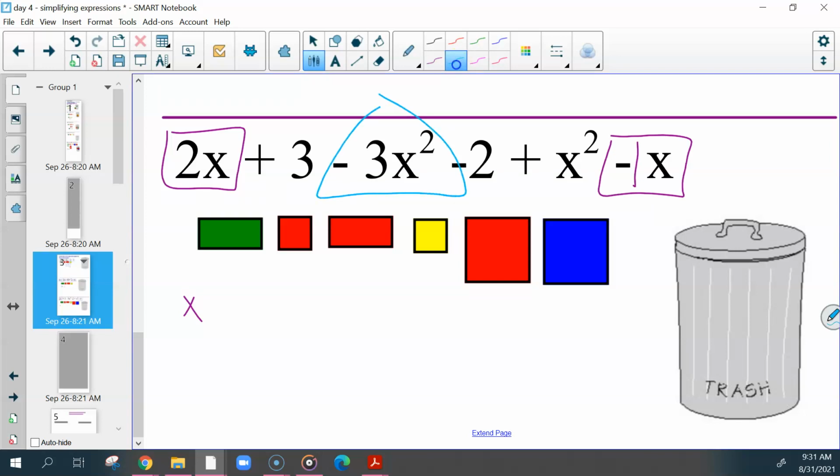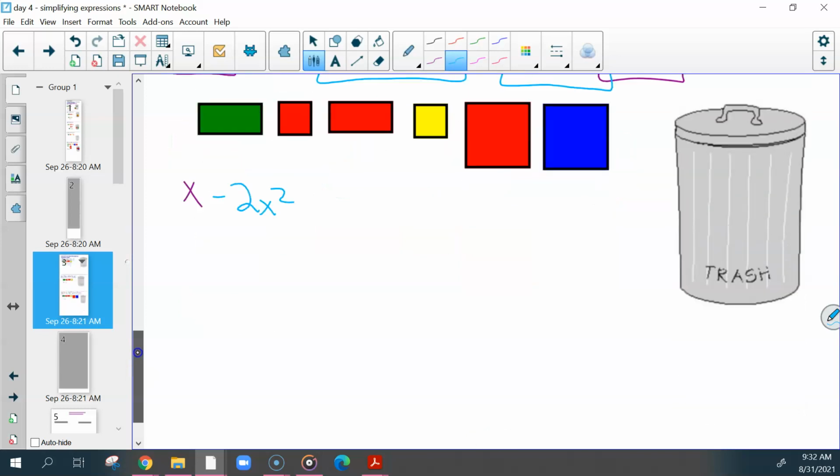Negative 3x squared, that was supposed to be a triangle, it does not look like one. And positive x squared. If I have negative 3x squared and I add 1x squared, how many x squared do I have? You guys can say it out loud. Negative 2. So the way I'm writing it now, I may need to fix the order. I'm just writing what the answers are.